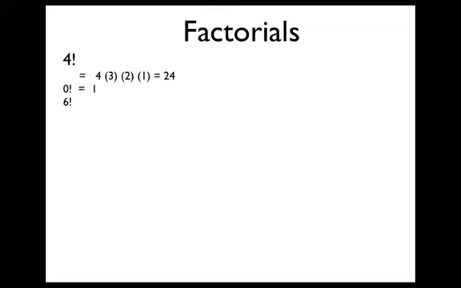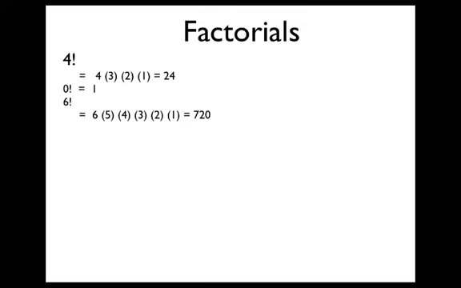Okay, so find 6 factorial by hand. Write out what 6 factorial means first, and then determine what it's equal to. So you should have written out 6 times 5 times 4 times 3 times 2 times 1 equals 720.